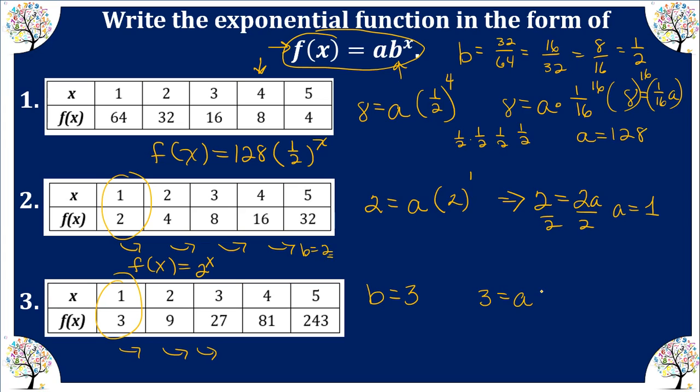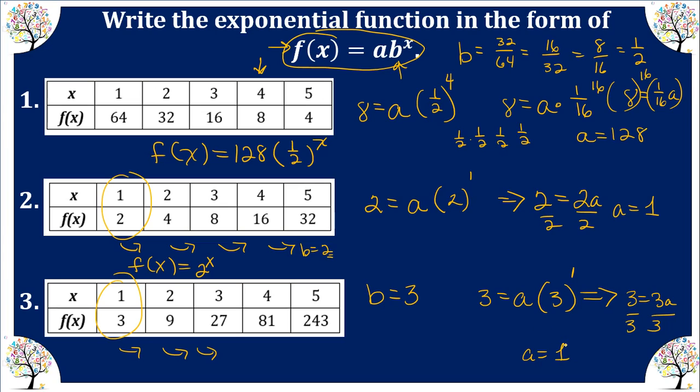My A value we don't know. Our multiplier is 3, and our x value is 1. We're going to get 3 to the first is 3, and 3 times a is 3a. So we have 3 equals 3a. Divide both sides by 3, and a is 1.